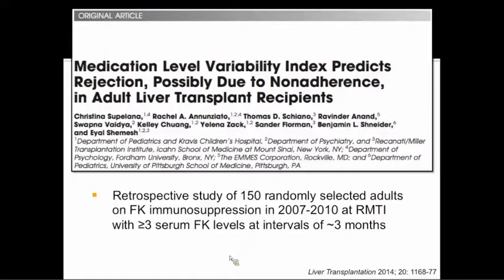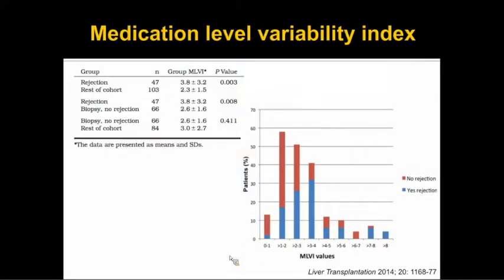What the authors here did is they looked at the standard deviation for a particular patient within those tacrolimus levels over the years of this study. And that standard deviation is what they're calling the medication level variability index, or MLVI. This has been studied before this paper in the pediatric population quite a bit as something that indicates poor adherence and also increases risk of rejection. But this is one of the first studies to look at it in the adult population as well.